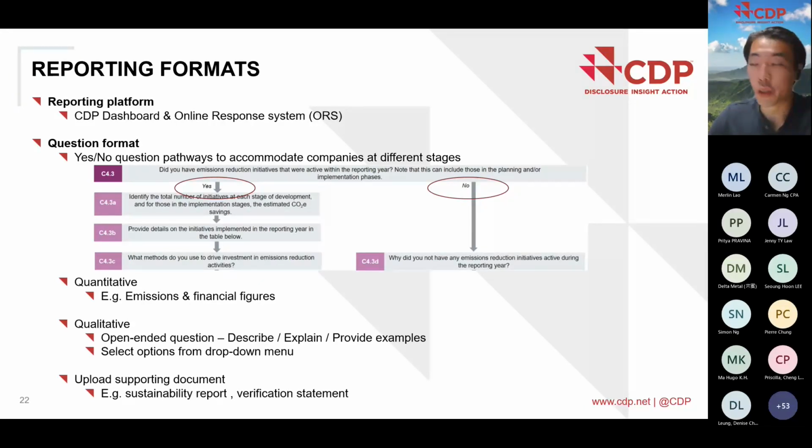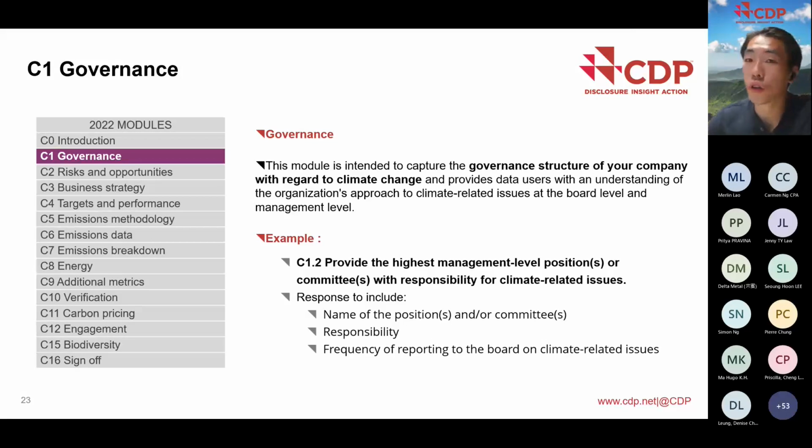Now, let's start with our first module, governance. This module intends to capture the governance structure of your company with regard to climate change. So things like whether there is board-level oversight of climate-related issues within your organization, or whether there is a dedicated person responsible for climate-related issues. If yes, we ask you to provide details on what that individual is responsible for, and you can select from the drop-down menu. For example, is he or she responsible for reviewing and guiding strategy, or will he or she monitor and oversee progress against goals and targets?